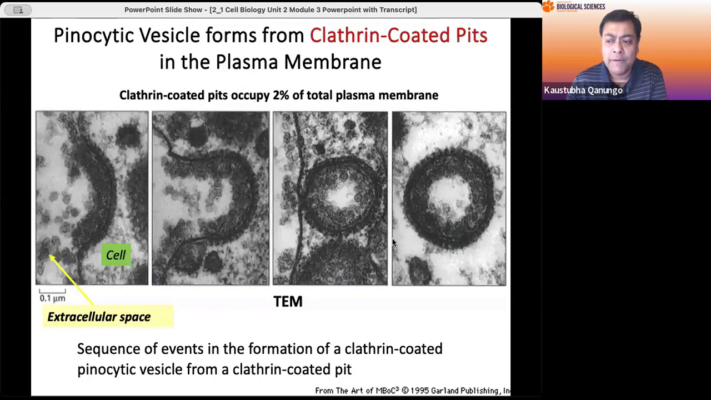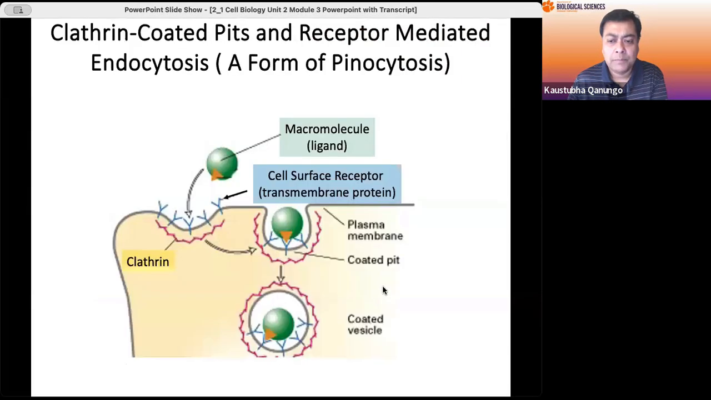These are all very straightforward. Pinocytic vesicles form clathrin-coated pits, and these are all very straightforward. So now we are looking at the clathrin-coated pits and receptor-mediated endocytosis. This is also a form of pinocytosis.